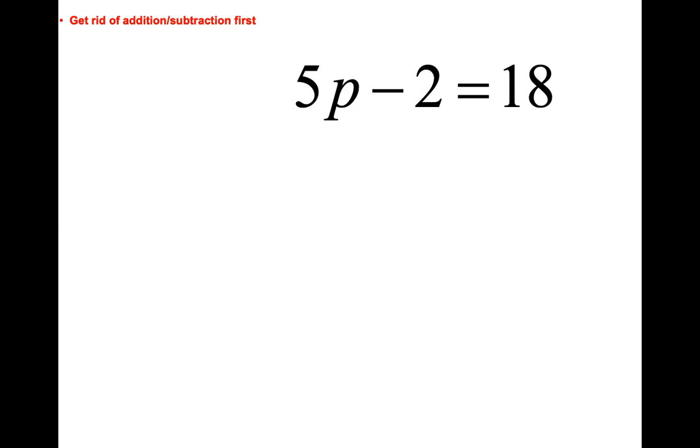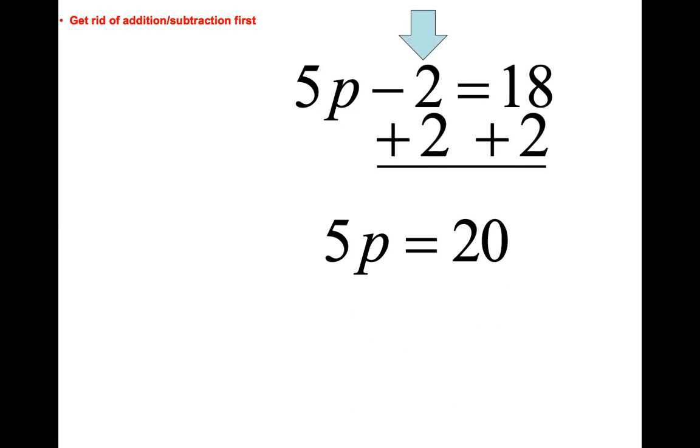Whoever's humming, please stop. We got to an answer, but we had to deal with fractions. Watch what happens if instead of getting rid of the 5, I get rid of the 2. So what are we going to do to both sides? Add. Sorry, I saw the subtract sign. What's 18 and 2? 20. What do we do with the 5?